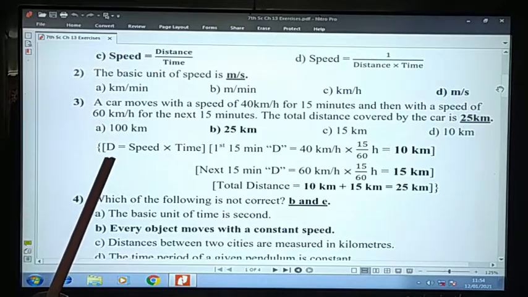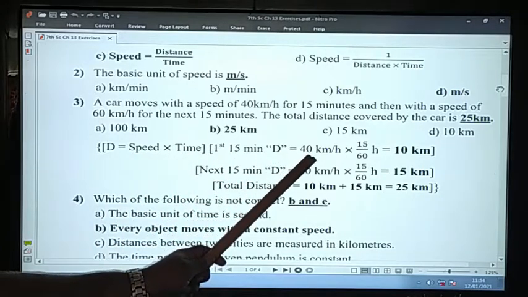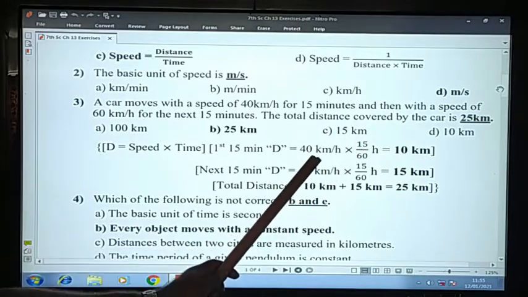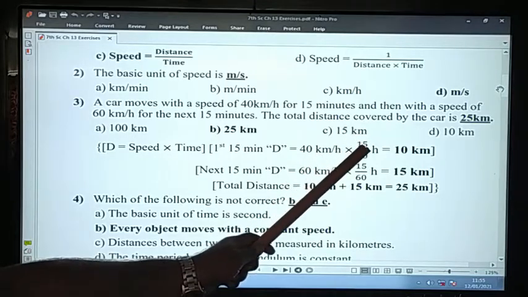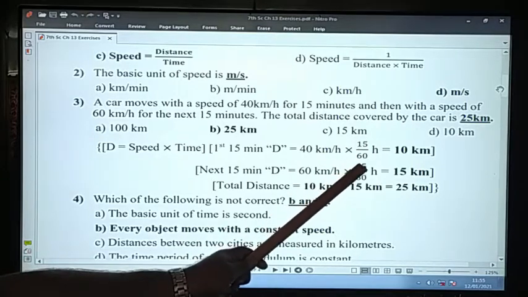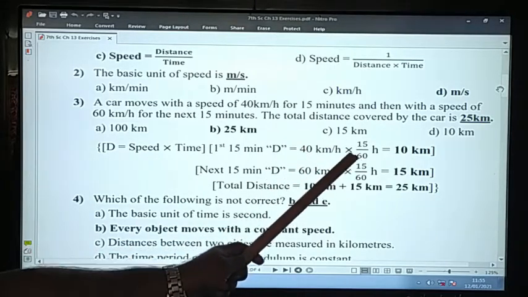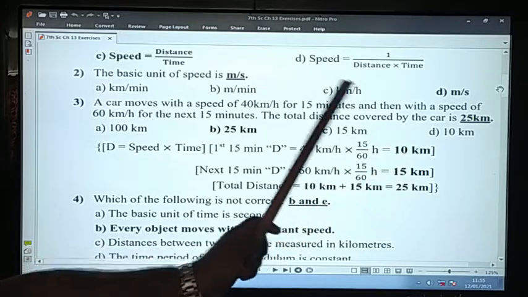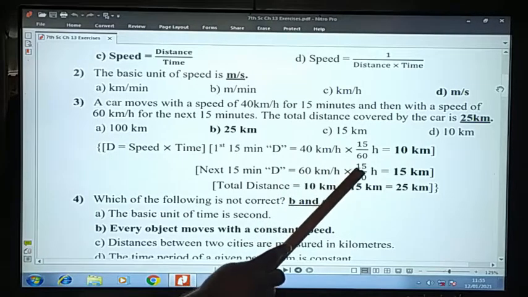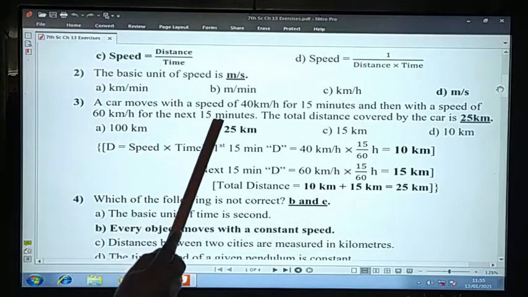If we take that formula, distance is equal to speed into time, so what is the first 15-minute distance? 40 km per hour is the speed, and the time taken is 15 minutes. You have to convert it into hours, so divide by 60 minutes, because 1 hour contains 60 minutes. So the 0 gets cancelled, and then the remaining 10 kilometers is left. For the next 15 minutes, the speed is 60 km per hour, multiplied by 15 minutes.